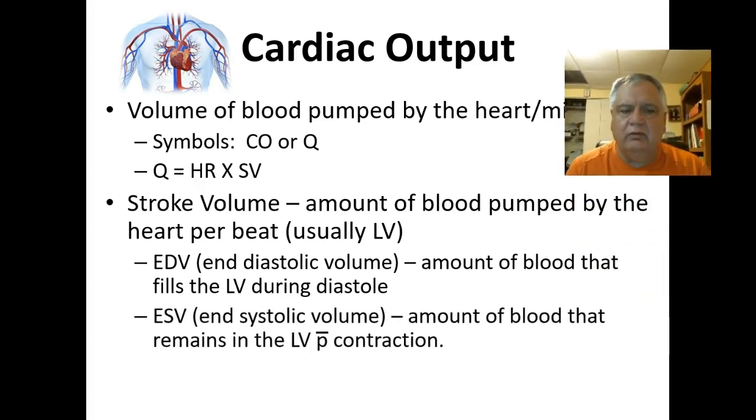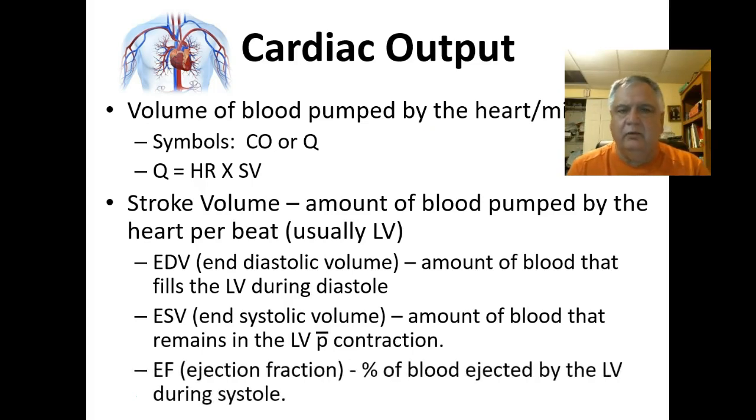Another term associated with stroke volume is ESV, or end systolic volume. The end systolic volume is the amount of blood that's going to remain in the left ventricle after it contracts and ejects as much blood as it possibly can. So what's left in there is the end systolic volume. And then the final term associated with stroke volume is called the ejection fraction, or the EF. The EF is the percent of blood that's ejected by the left ventricle during systole.